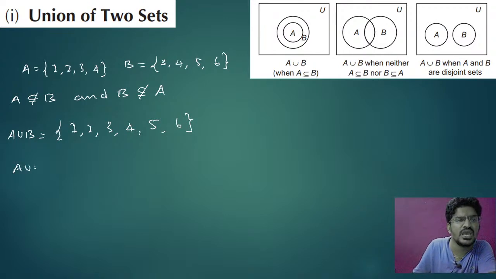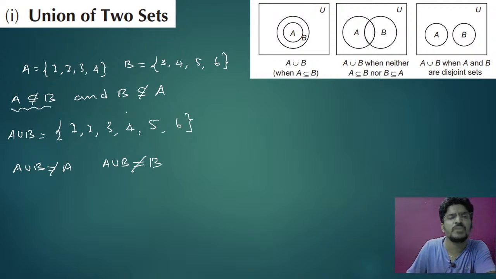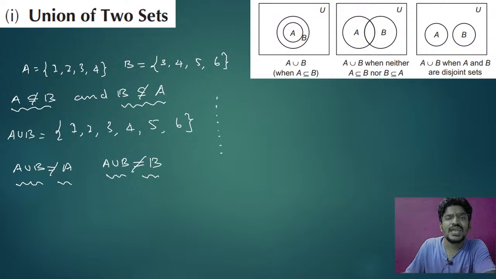That means A union B is not equal to A. In the same way, A union B is not equal to B. Clear? So, very, very important. If A is not a subset of B and B is not a subset of A, you are going to get A union B is not equal to A and A union B is not equal to B. Clear? So like this, you have to understand the properties.